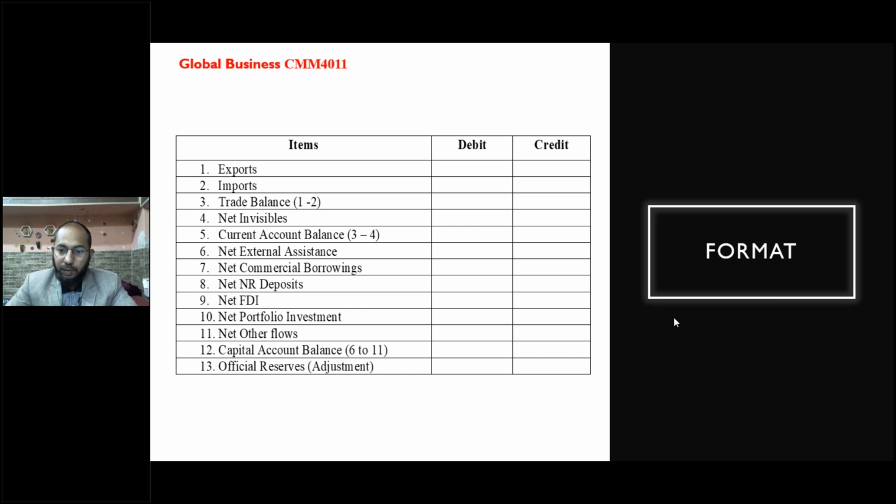Though the statement is prepared every year, in the capital account, capital is coming in and going out of the country. And capital takes time, and there are restrictions on capital movement by the central banks of respective countries.